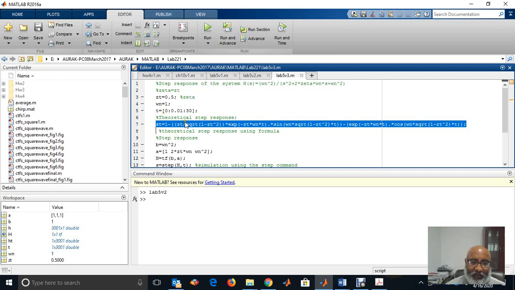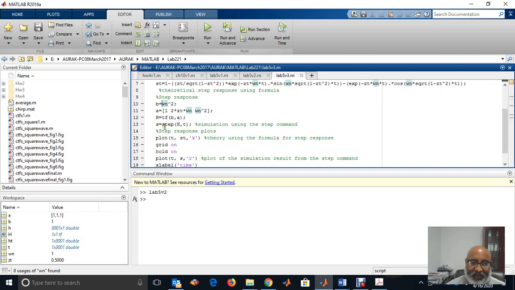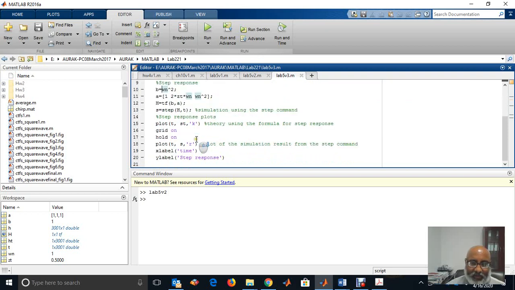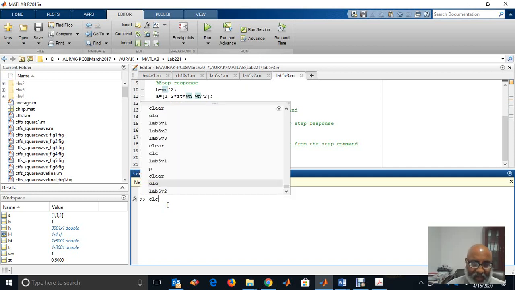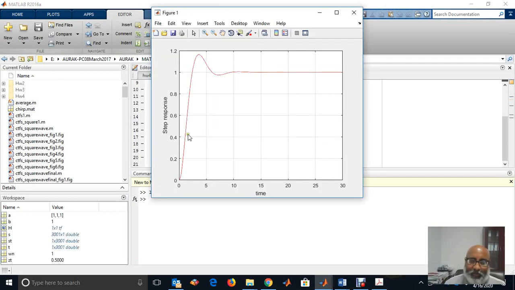So I select one of A, B, C from the theory. I define B, A is here, and I call H is TF(B,A), and I call the step command, S is step of H(T), and I will get the step response from the simulation. Then I plot the theory, plot T, ST, with black color, and with the red color I did the simulation on top of it, and I check whether the two are the same. Okay, so I call the function lab5v3.